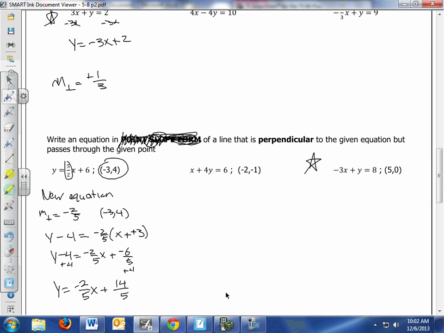Now, for the third one, the slope of that equation is not negative 3. Solve that old equation for y first, and that will be your slope. Slope is the number next to x only after you've solved your equation for y.